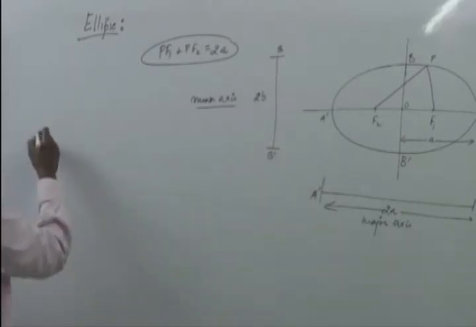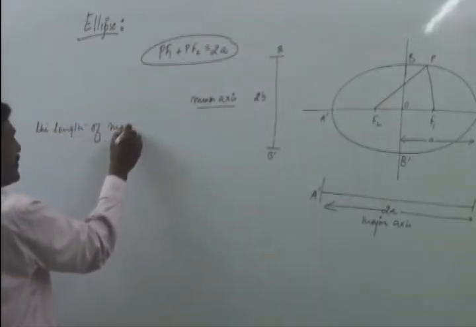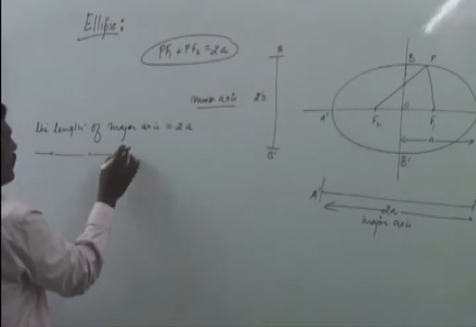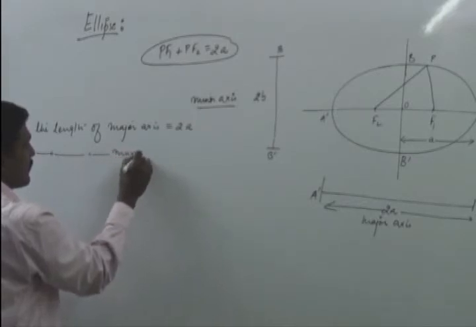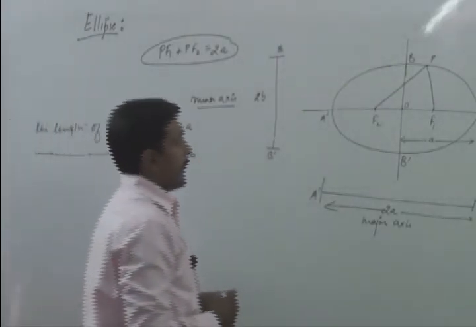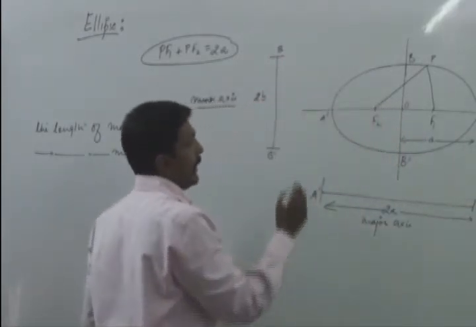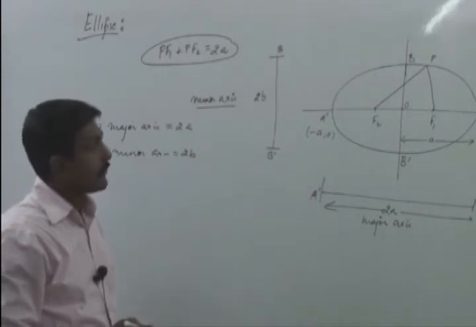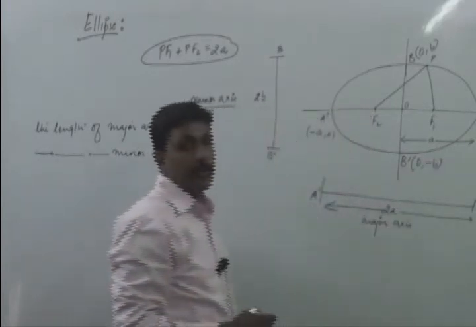So we write that the length of the major axis is always 2A, and the length of the minor axis is always 2B. Then in this case, the coordinates of A and A dash are (A, 0) and (-A, 0). Coordinates of B and B dash are (0, B) and (0, -B).